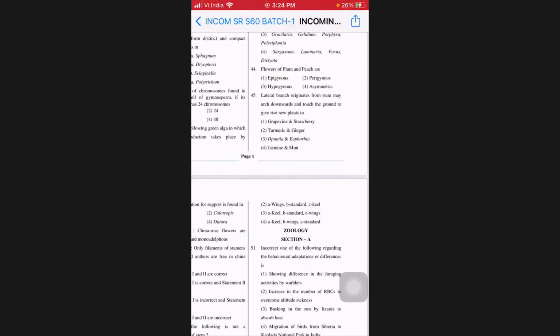45th. A lateral branch originates from the stem, may arch downwards and touch the ground to give rise to a new plant. Remember, Nana, obliquely downward growing was stolon. Obliquely upward means sucker. So obliquely downward, he says stolon. So the example of stolon is asked, in which case it should be jasmine and mint plant. Fourth option. Grapevine, strawberry, no, not at all. Turmeric, ginger were rhizome. Opuntia, Euphorbia were phylloclades.